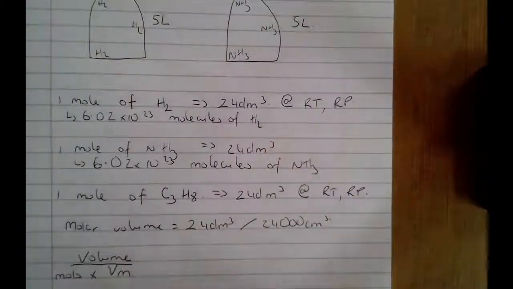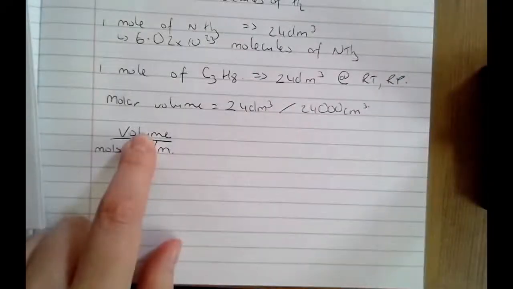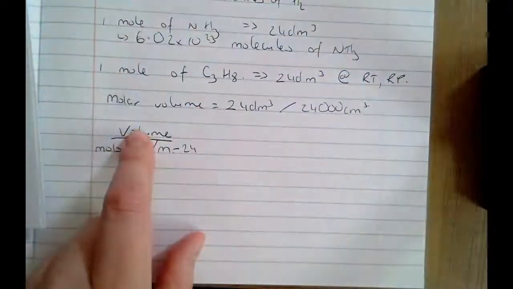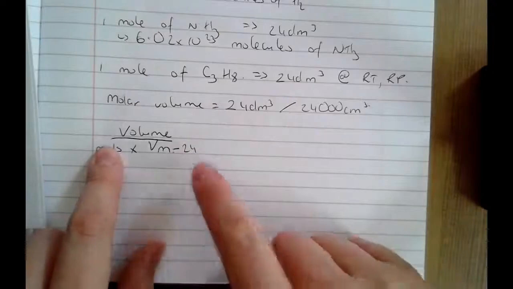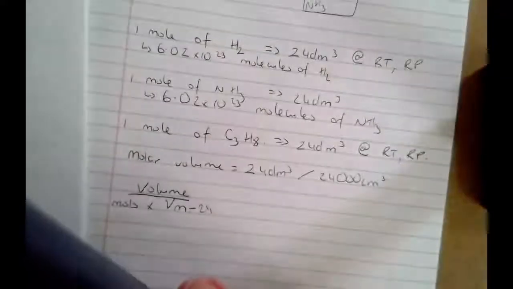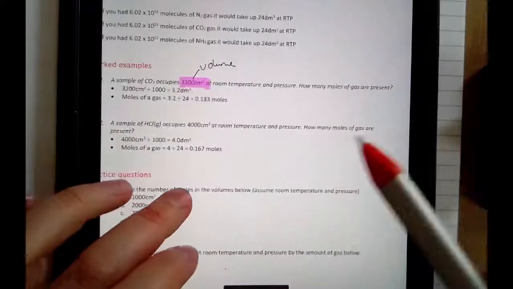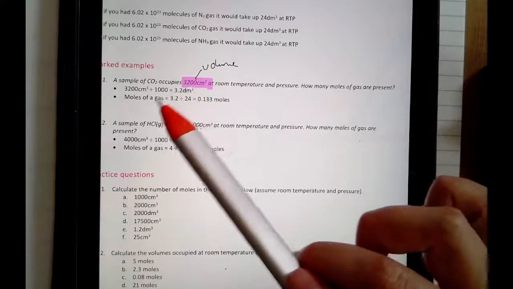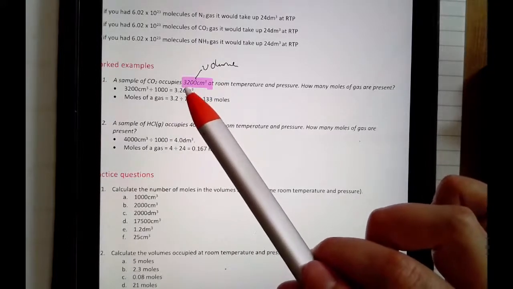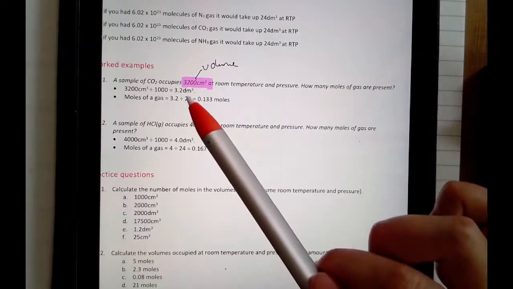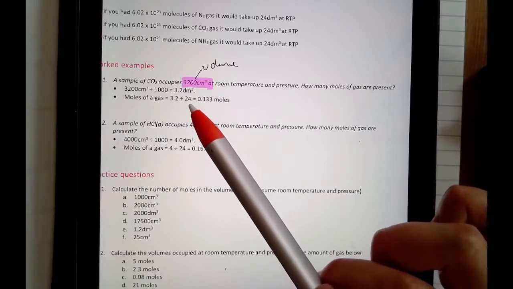Well, using my formula triangle, I've got the volume, and the molar volume is always 24, so moles is going to be volume divided by 24. Again, I said the 24 was in decimeters cubed, but the volume in my question is in centimeters cubed. So I'm going to have to take that volume, divide by 1,000 and get it into decimeters cubed. And then moles is just going to be the volume that I'm given in the question divided by 24. So that is always going to be 24. It's called the molar volume.